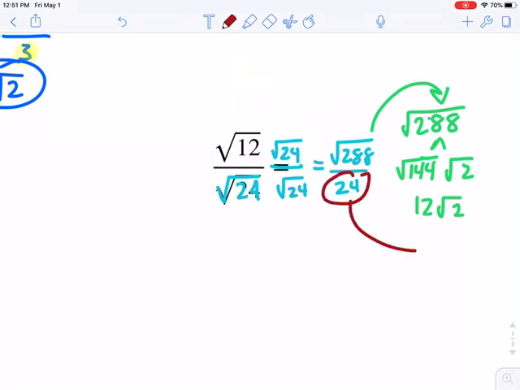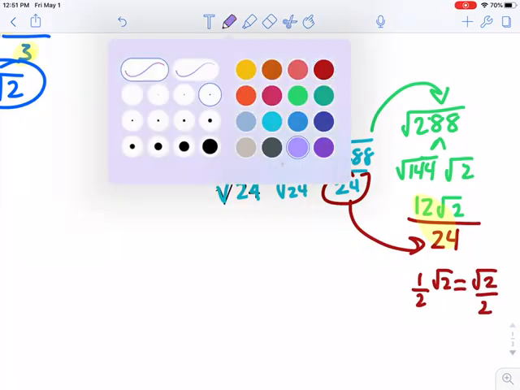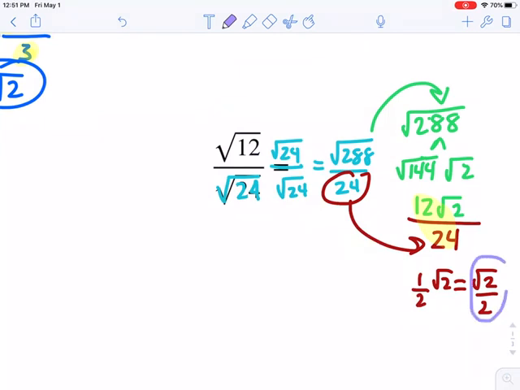And I'm going to take this 24 here, that's still in the denominator, and then I'm just going to simplify, get 12 over 24. So I can write it as 1/2 radical 2, but I prefer radical 2 over 2. All right, that's probably the best way. Okay, cool.